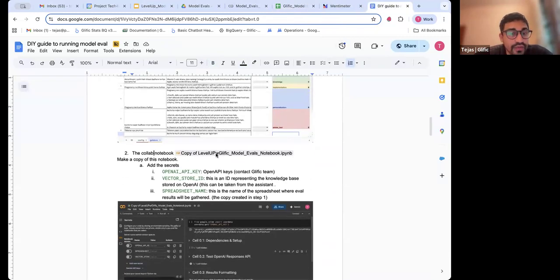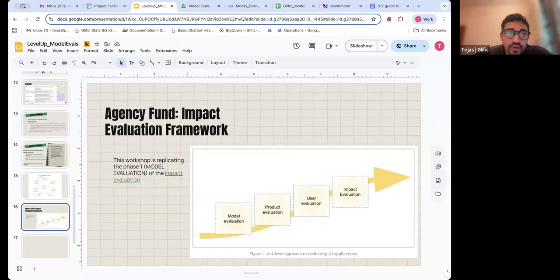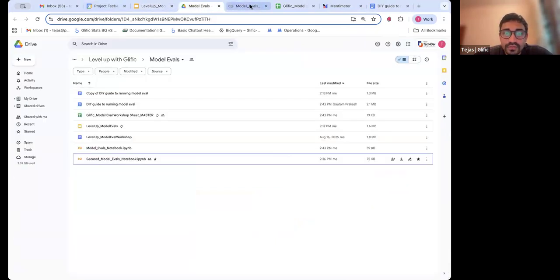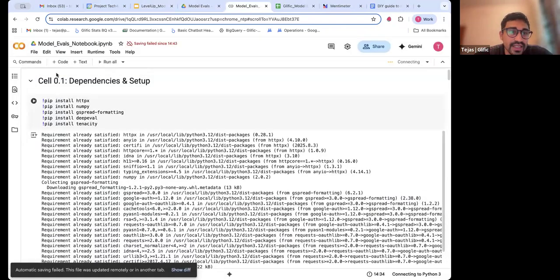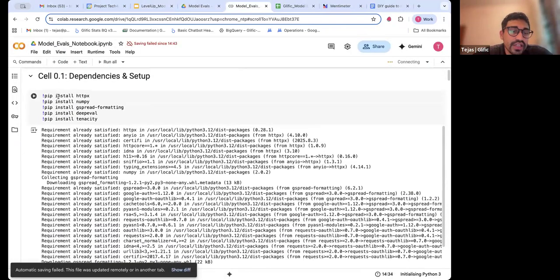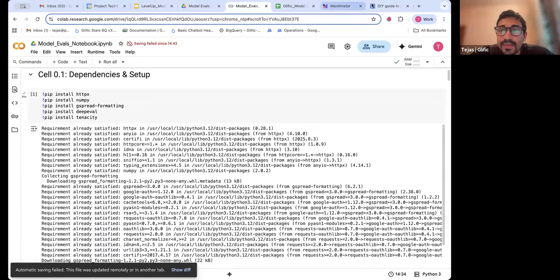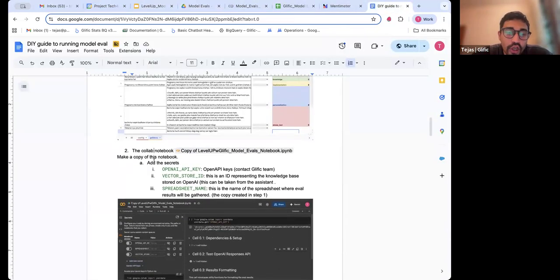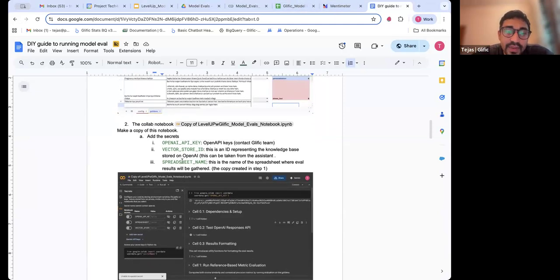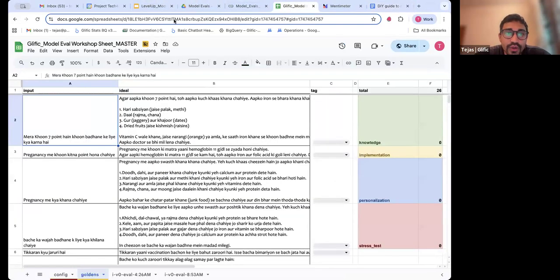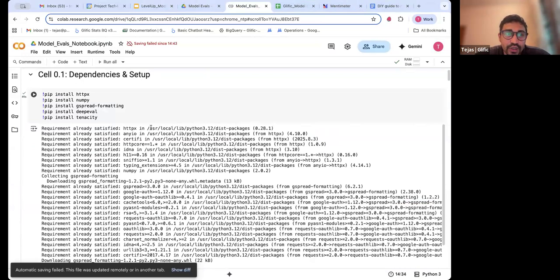Then the second component of this is the Colab notebook. The Colab notebook is going to look something like this. We'll share a Colab notebook, and we'll share the steps in the guide itself, like what all the things are that you need to add into it before you set it up and run it. Essentially, we'll ask you to take only the spreadsheet name from the spreadsheet that gets created, and paste it somewhere in the Colab notebook. That is one step that you'll have to do.